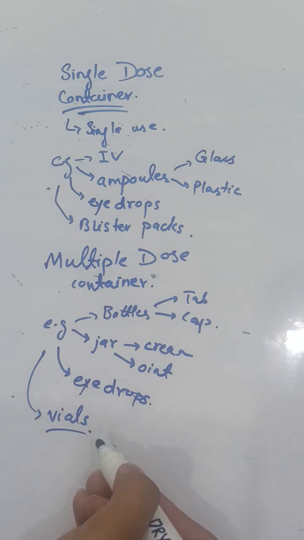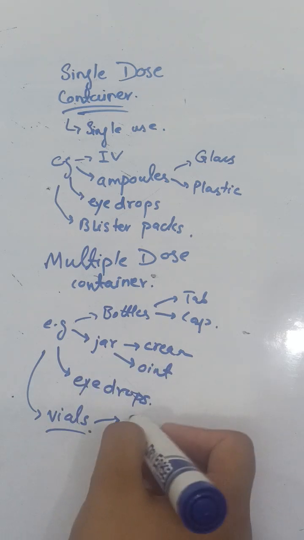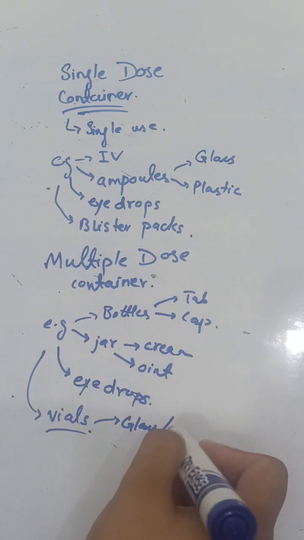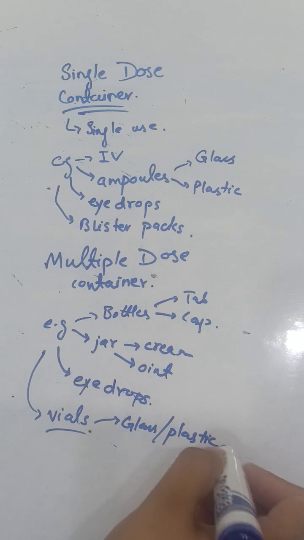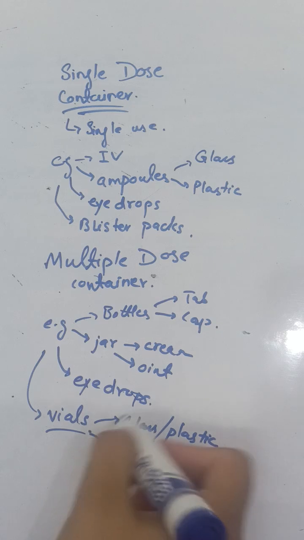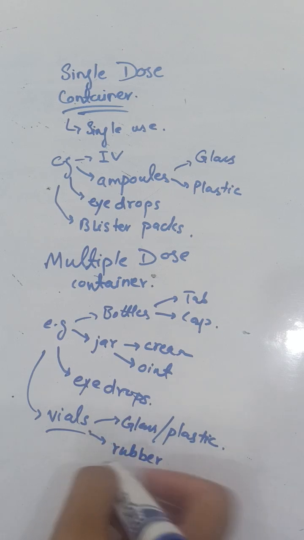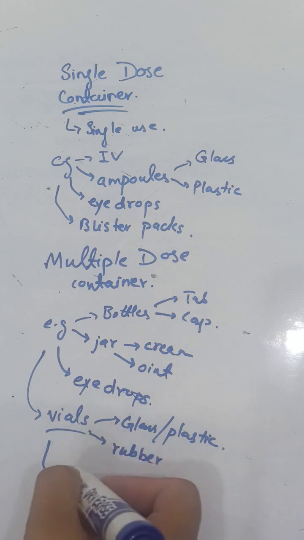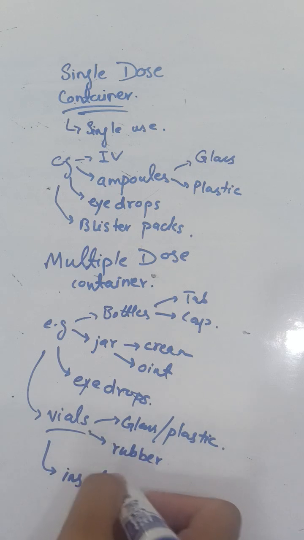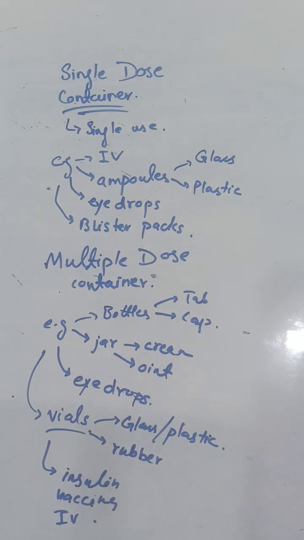So what are vials? Do you know about it? These are some kind of containers that are made of glass or could be made of plastic with a rubber stopper over them. That's the important point, that it is closed by rubber, not anything else. So it contains drugs like insulin, a lot of vaccines or some injectables. So these are some examples of multiple dose containers.